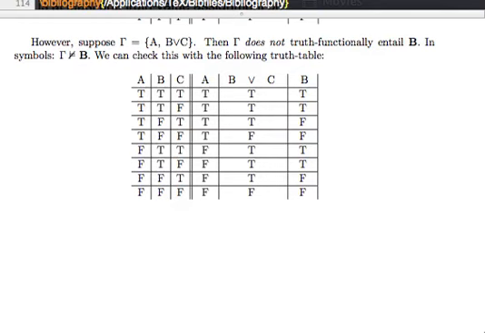Okay, so we're good in the first case, right? Because these sentences are true and B is true in those cases as well. But here, both sentences are true, but B is false. So we know that this set of sentences, A and B or C, does not truth functionally entail B. Why? Well, because we found a row where the set of sentences are true, but B is false.